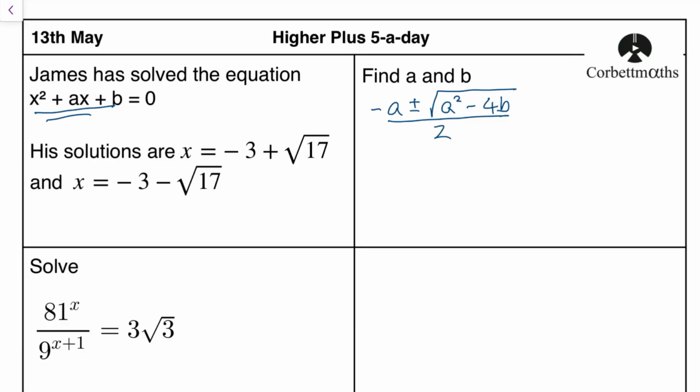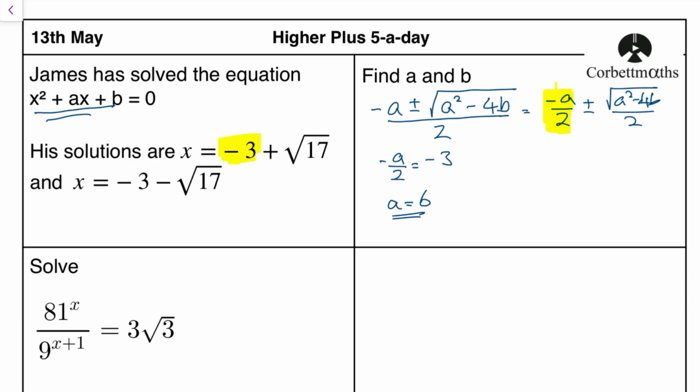Well, let's tidy this up a little bit. Actually, I can't really tidy it up that much. What I'm going to do is say that's the same as minus a over 2 plus minus the square root of a squared minus 4b, over 2. This is a good question. Now, basically, let's compare the thing without the surd. So if we compare this to this, it must be the case that minus a over 2 is equal to minus 3. Multiply both sides by minus 2, and therefore it must be true that a is equal to 6.